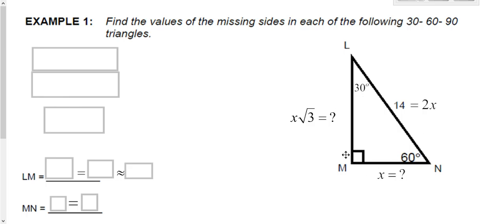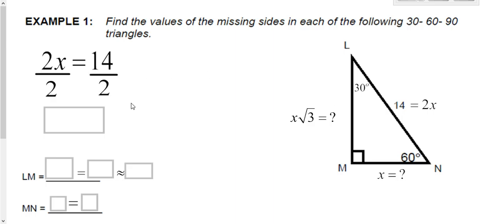So we know to find these sides, we need to know what x is. And here's our equation to solve for x. Once we know x, this side is x, so it'll equal whatever x is. This side, we'll take that x times the square root of 3 and round it to the nearest tenth, like we've always been doing. So let's take this equation here. 2x equals this side, which is 14. So all we do is divide by 2, and we get x equals 7.